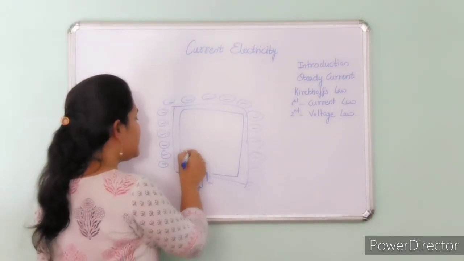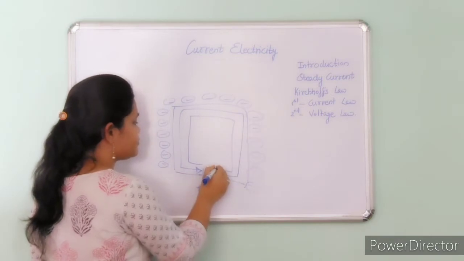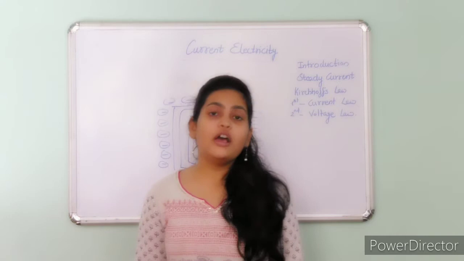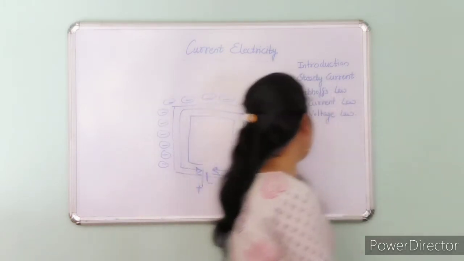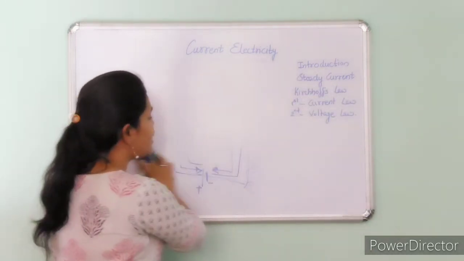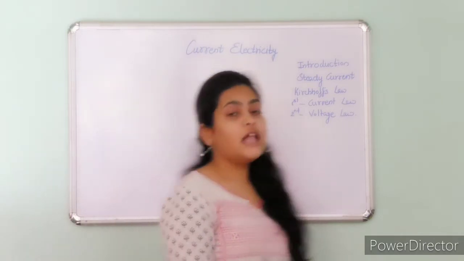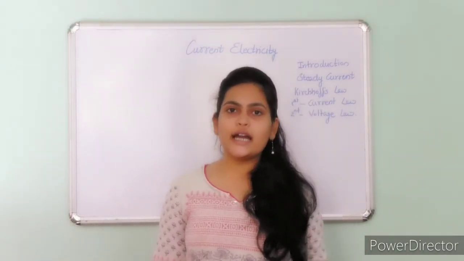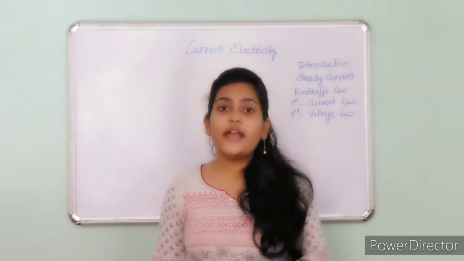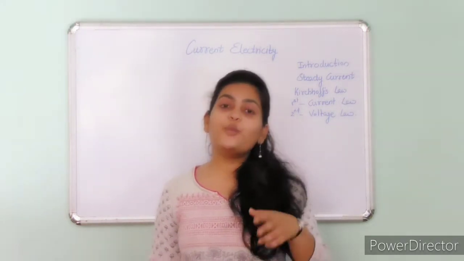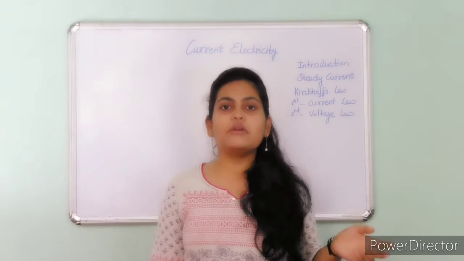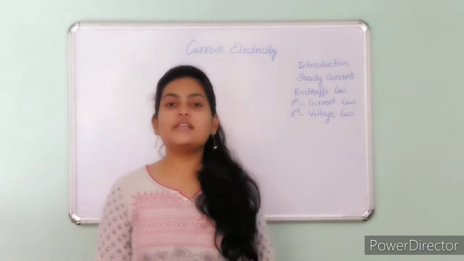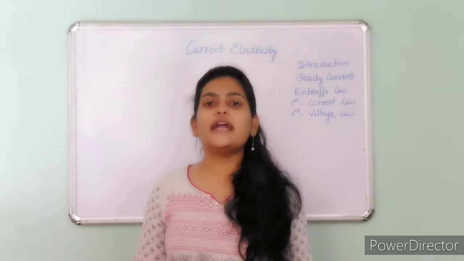So electric current will flow in this way. This is how electric current flows. The definition of current would be: the rate of flow of charge is nothing but electric current, and the rate of flow of charge which does not depend upon time is nothing but steady current. So this is all about current and steady current.